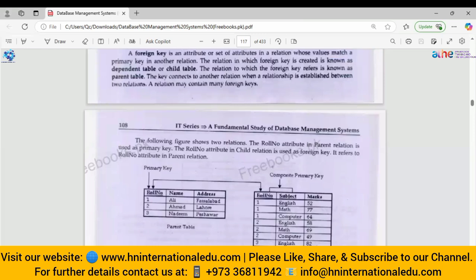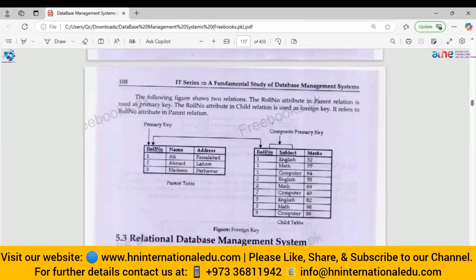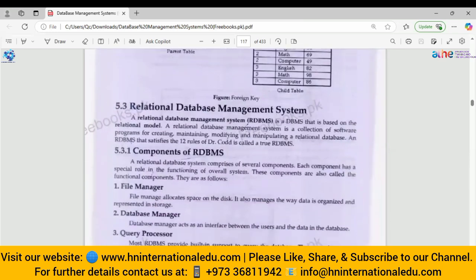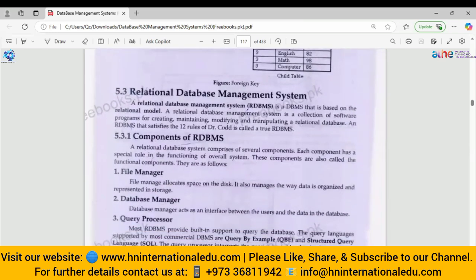So see, in the other table we also have the roll number, and in the first table we also have the roll number. So here the roll number is used as the primary key, or you can say the composite primary key, in the second table. So this is an example of a composite primary key. These are the different keys that we learn in the relational database.